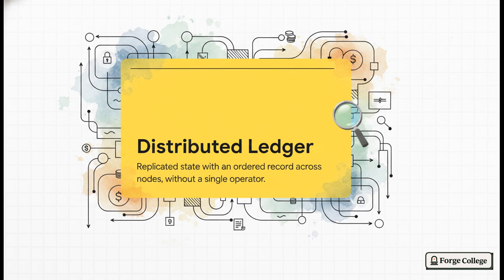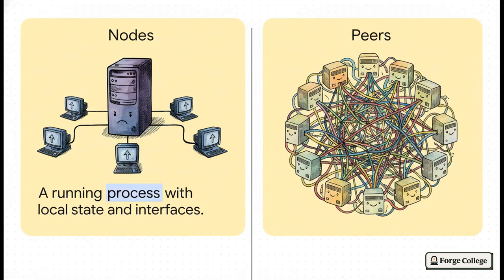You see, distributed systems can be used to replicate almost anything: configurations, caches, multiplayer game data, you name it. But a distributed ledger is a very specific application pattern designed to keep a permanent, ordered history of events that everyone can verify independently. But who is actually maintaining this ledger? Well, that brings us to nodes versus peers.